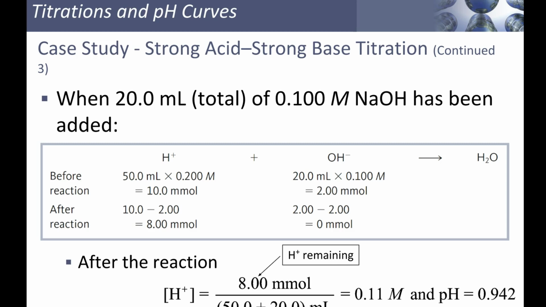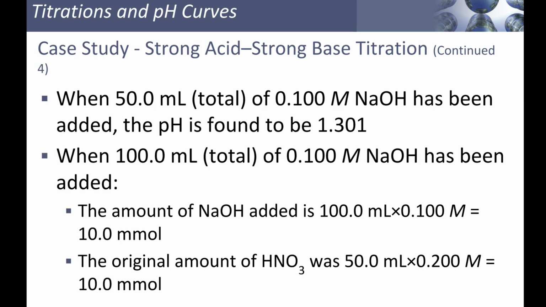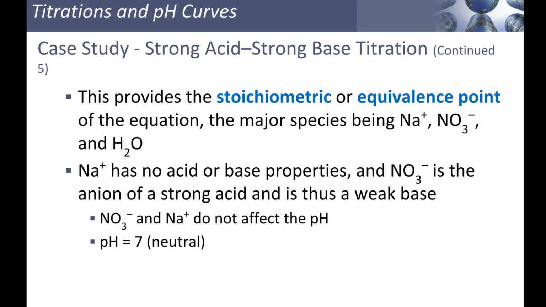How do you get from 0.11 M to pH? Negative log. Concentration to pH is negative log. So, you keep on adding, you keep on adding, you keep on adding, right? And you'll get to a point where when you add 50 mils, that's 5 millimolar, pH is 1.30. When you add 100 mils, then that's when you're going to have 10 millimolar of hydroxide added.